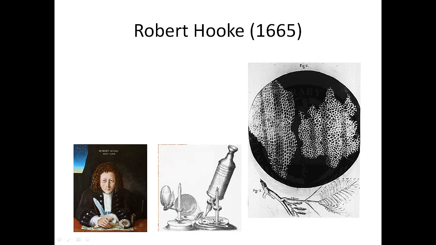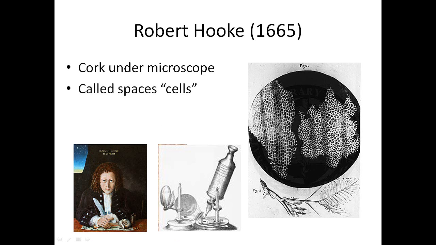Before we get into cells themselves, let's just go through a little bit of history and how they were discovered. In 1665, Robert Hooke was viewing some plant material under the microscope, and it happened to be that he was looking at cork. The view on the right shows you what he saw. The picture in the middle is what his microscope looked like. He called the spaces that he saw cells because they looked like little places where a monk would live.